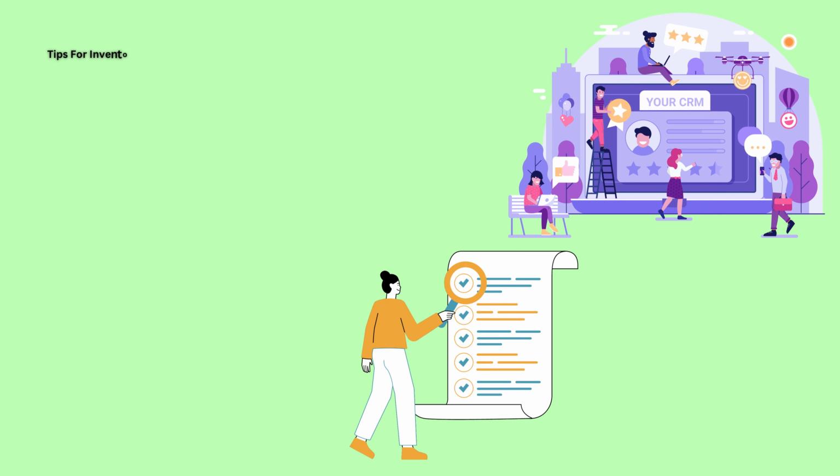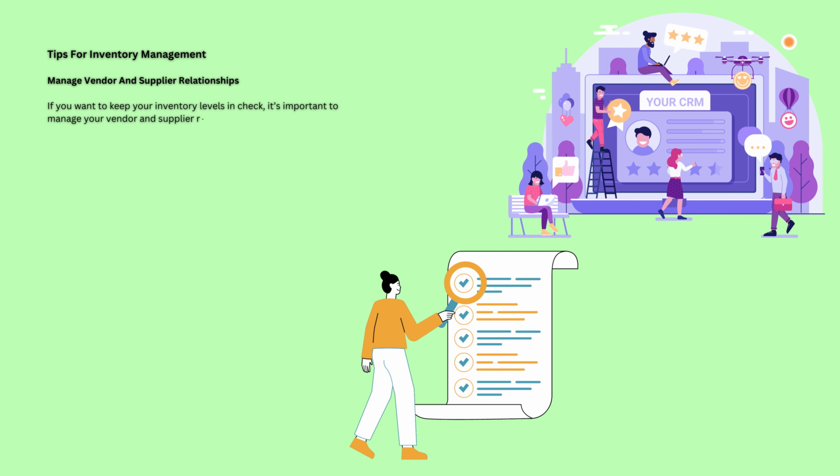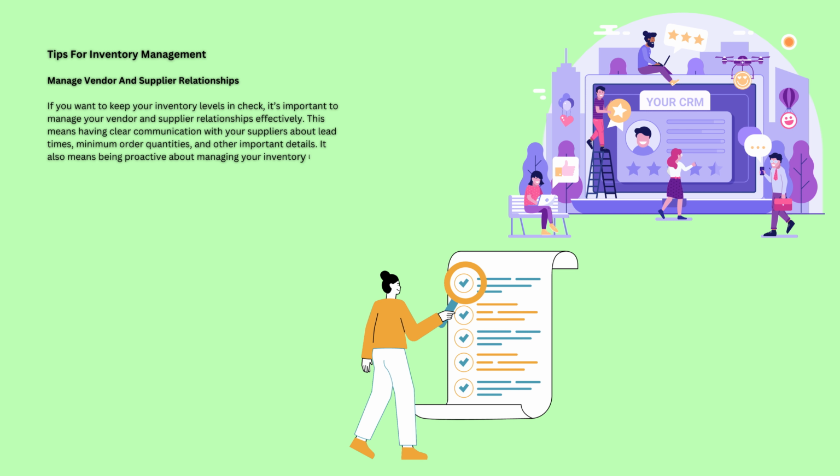Tips for inventory management. Manage vendor and supplier relationships. If you want to keep your inventory levels in check, it's important to manage your vendor and supplier relationships effectively. This means having clear communication with your suppliers about lead times, minimum order quantities, and other important details. It also means being proactive about managing your inventory levels and working with your suppliers to ensure that you're always stocked up on the items you need.